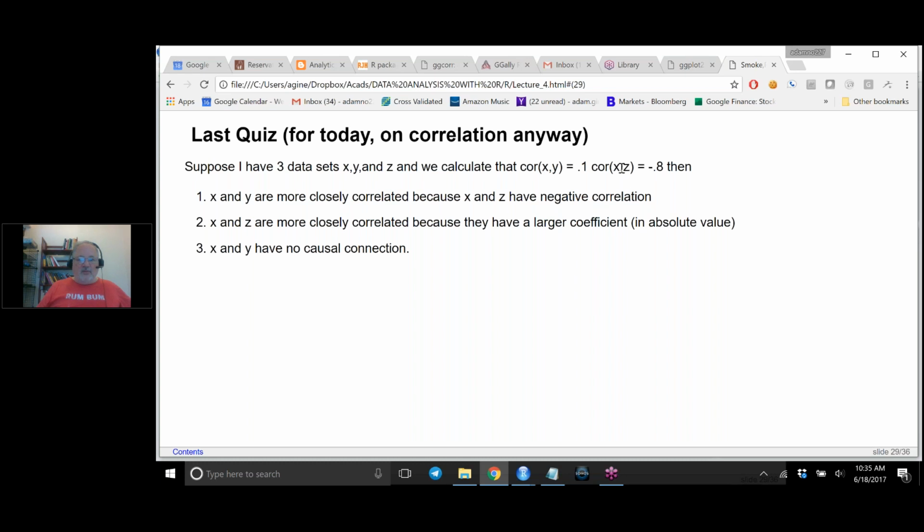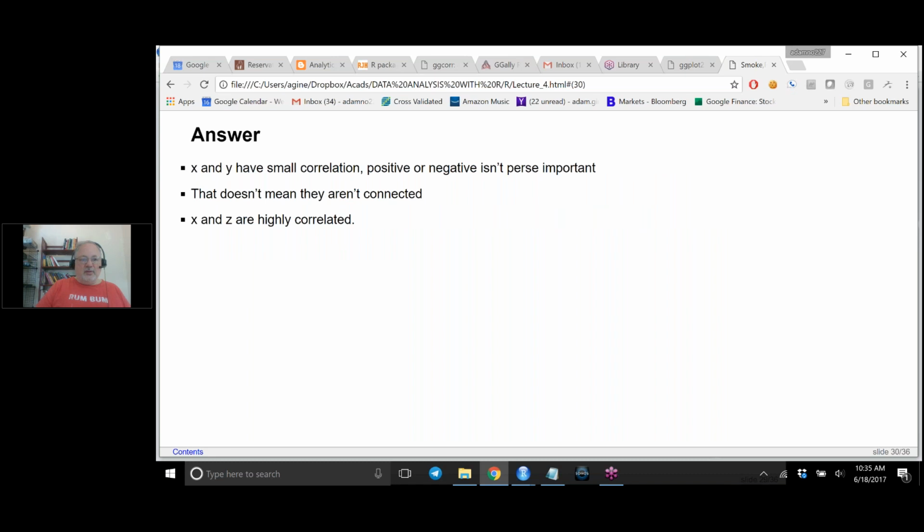If you were looking for smoke and fire, here's a strong connection. When X happens, Z tends to happen. It's just Z moves in the opposite direction. X and Y have no causal connection? We don't know. We just know they're not correlated. They could have a very strong connection. What if my example was Y is cosine X? There would be an exact causal connection, but there would be no linear connection. All right, so X and Z are highly correlated. X and Y have small correlation; positive or negative isn't important.